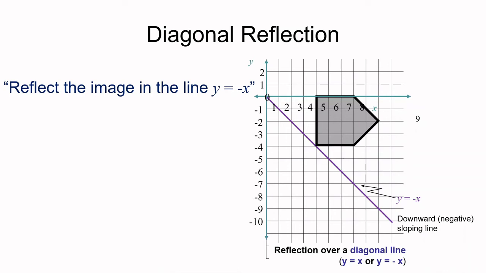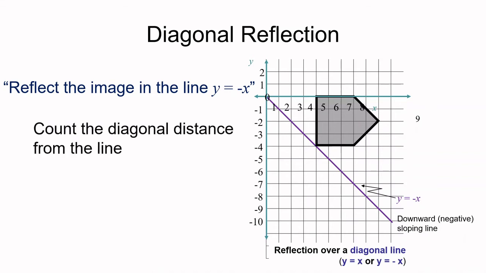And to do that, we'll follow the same rules. We're going to count the diagonal distances from the line. So for this point here, counting those diagonal distances, not the horizontal distance, not the vertical distance, but the diagonal, that's 1, 2 diagonals towards the line. So on the other side of the line, we'll measure 1, 2 diagonals as well. This next point here is on the line, so its distance from the line is 0. Its reflection will also be on the line.